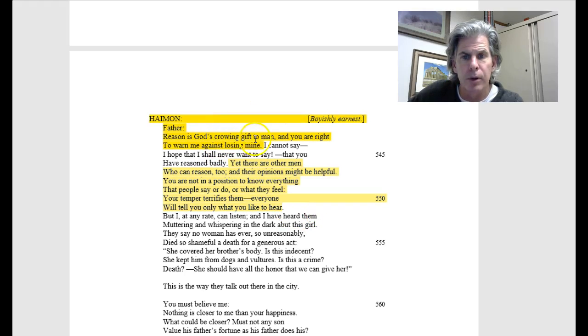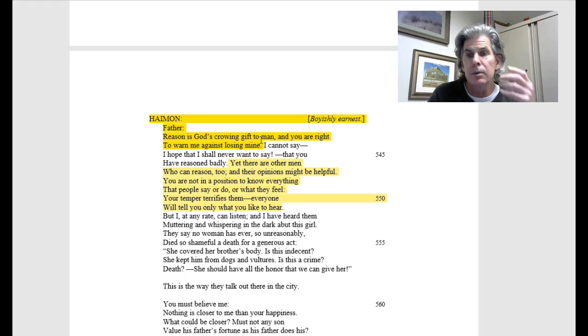Haemon then says, "Father, reason is God's crowning gift to man, and you are right." Again, notice the metaphoric language. It's his crowning gift. It's what the gods use to make all humankind kings. Okay, what is he literally saying? That all humanity has reason. Everybody has it. He's using the words of somebody being created into a king. Reason is the crown placed upon the head of all humankind.